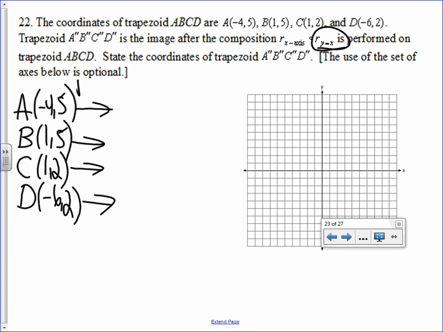Reflection in the line y equals x. You need to know your rules. Know your song, you know your rules. You don't know your rules, you don't know your song. Good luck to you. Y equals x, switch the points.